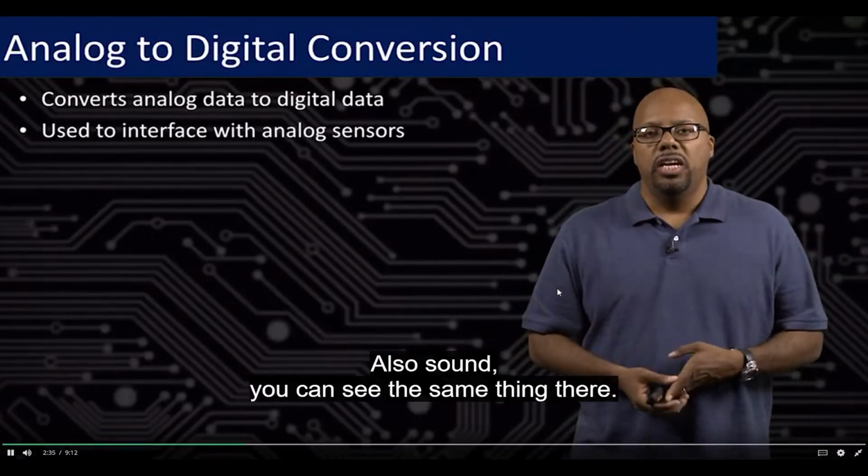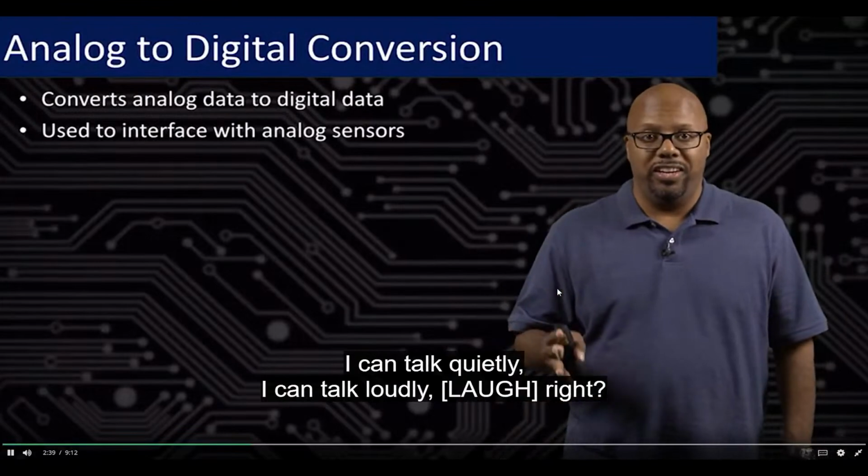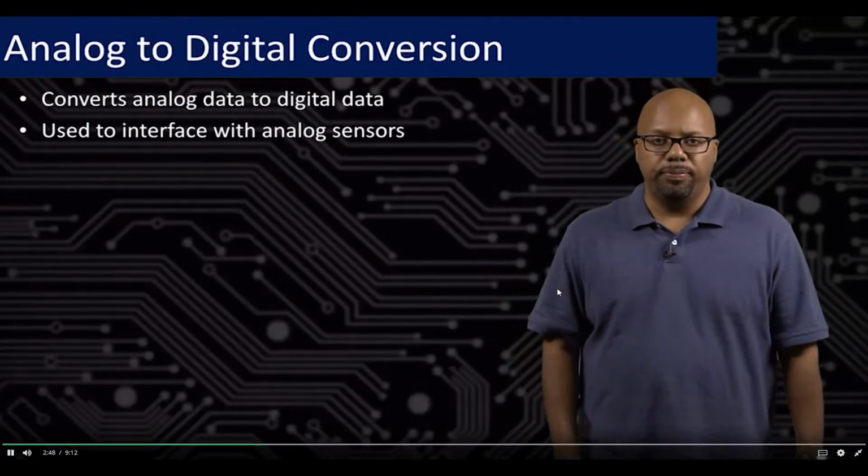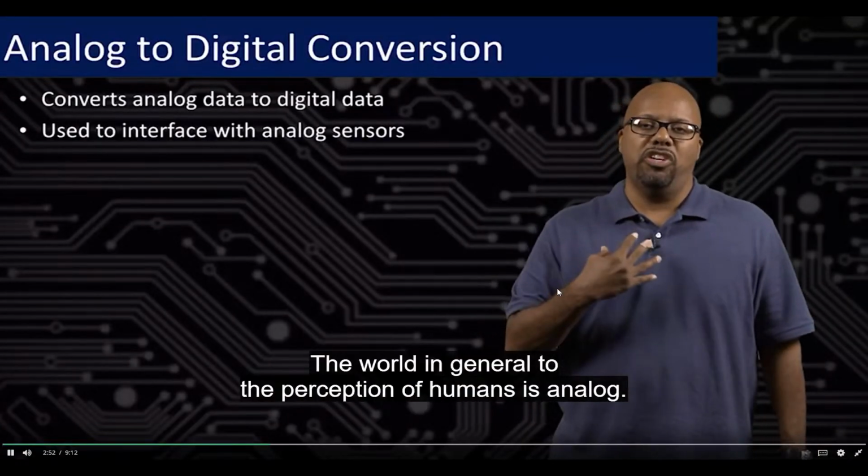Also sound. You can see the same thing there. I'm talking, right? I can talk quietly. I can talk loudly. I can talk in between. So I can adjust my volume anywhere between completely quiet and completely loud. Again, an analog phenomenon. So the world in general, to the perception of humans, is analog.